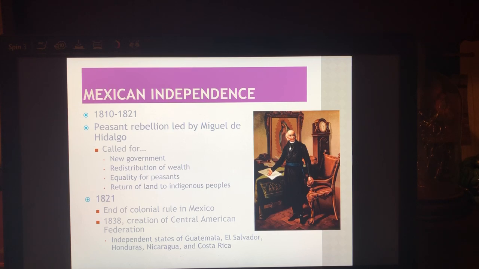We need equality for peasants. We need a return of the indigenous lands to the indigenous people. The people will rise up. Miguel Hidalgo will be captured, and he'll be drawn and quartered in Guanajuato. We see that we will get the end of colonial rule, but this is when Augustin de Iturbide will come and galvanize the Creoles and galvanize the peasants to rise up in his group of people.